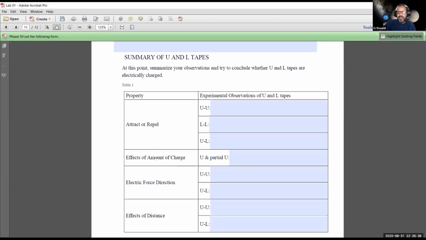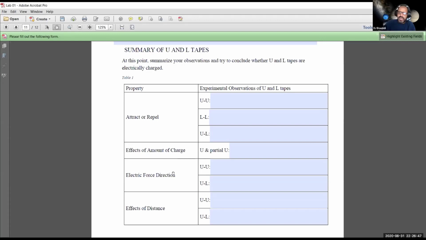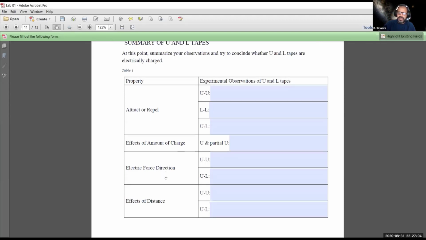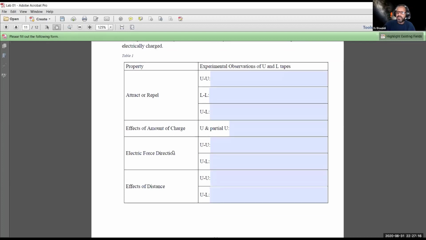Okay? The effects of the amount of charge between the U and U. Remember, you did that already. You partially discharged one of them and checked the effects of the interaction. The electric force direction. Basically, is it along the line connecting the two or perpendicular to it between the U and the U? Again, remember, you have 4 of them, so you can do this, and the U and L. So pick any 2 and check this. And then the effects of distance, remember you did already the U and the U, and now we did also the U and the L, the 2 unlikes, and you bring them closer and further and see the effects of distance. So basically this summarizes everything in here.